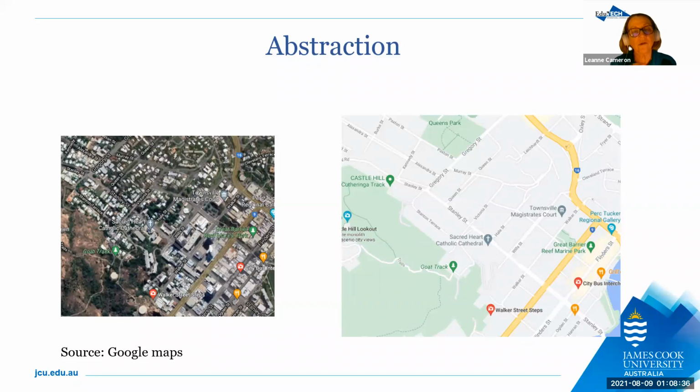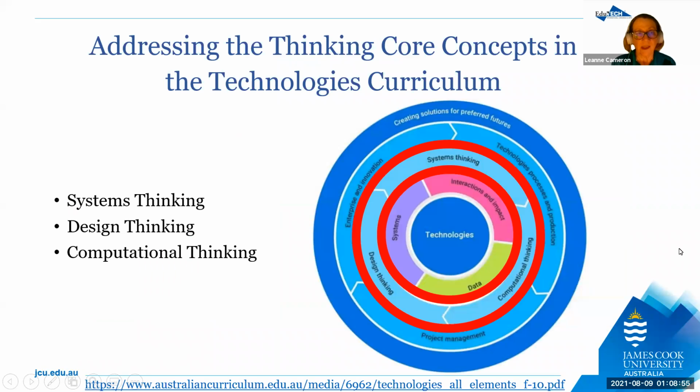And it's because all the extraneous information, the redundant information has been taken away from the one on the left to create the one on the right. So sometimes problems are much more easily solved if you take away all the information that's not useful. So that is abstraction. So I hope that you have now got a better idea of what systems thinking looks like, design thinking, and computational thinking.